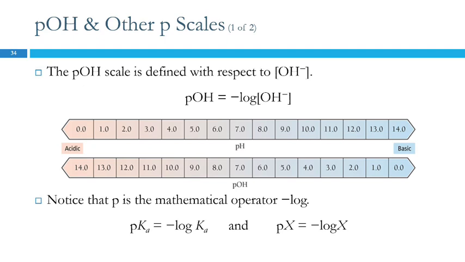It takes numbers like 5.3 times 10 to the minus 9 and turns them into 8.28, which are much more compact, easier to remember, easier to work with. You could have P of anything. It's the negative log of that concentration.